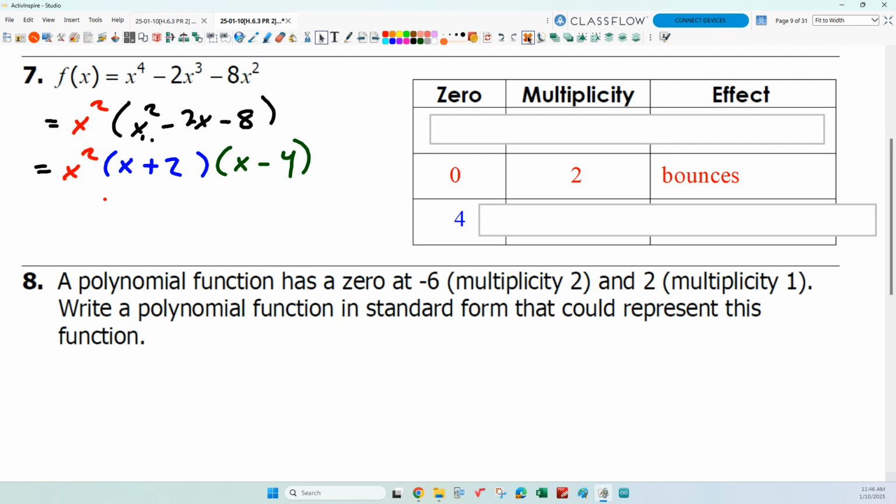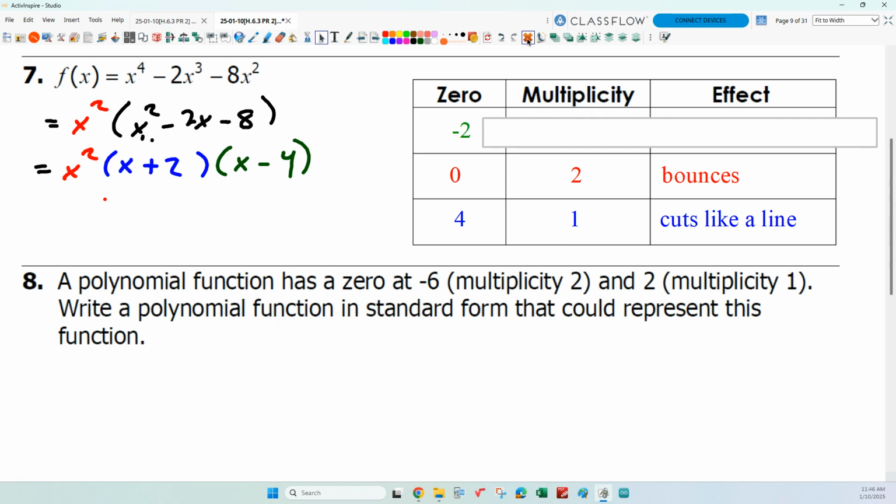So the green 0 is 4. The multiplicity is 1, so it cuts like a line. The blue 0 is negative 2, multiplicity 1, so it also cuts like a line. And we could graph that. Yeah, that's all it takes. Those are all the clues you need to sketch this thing.